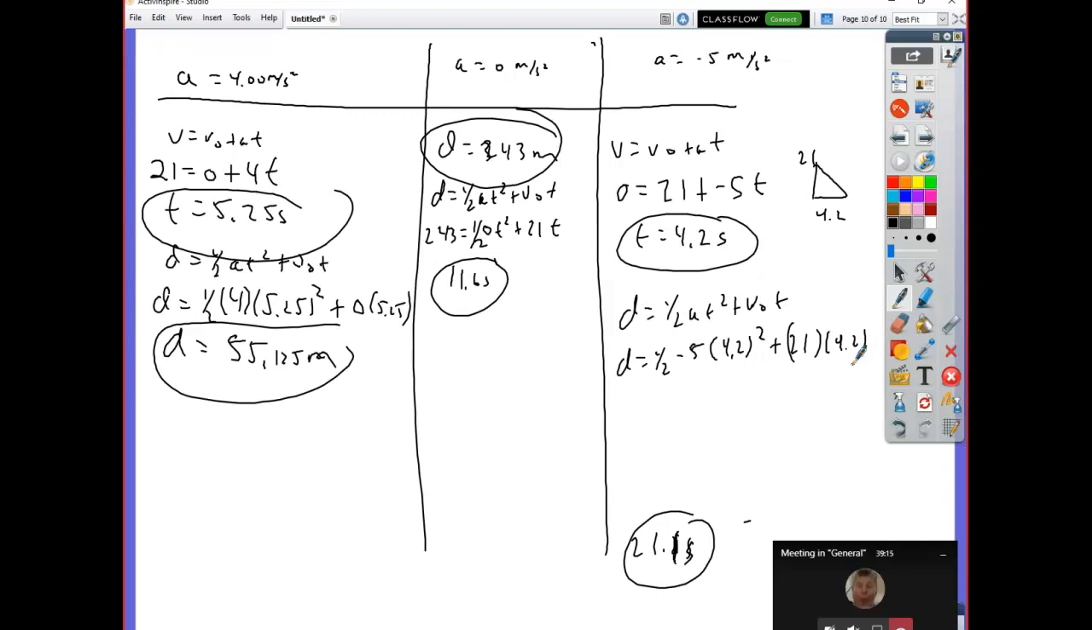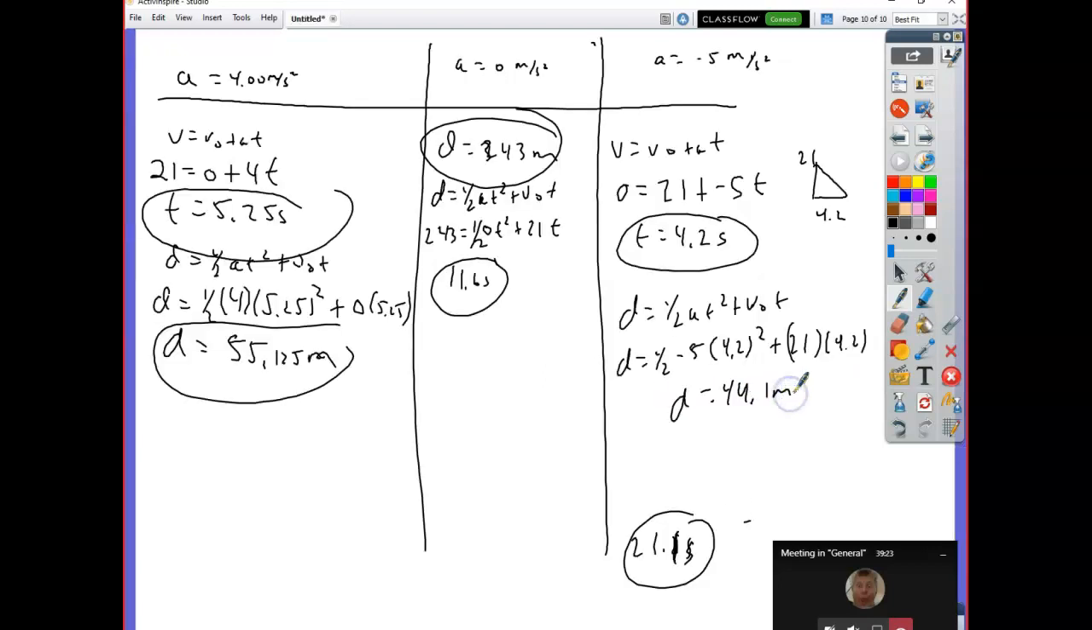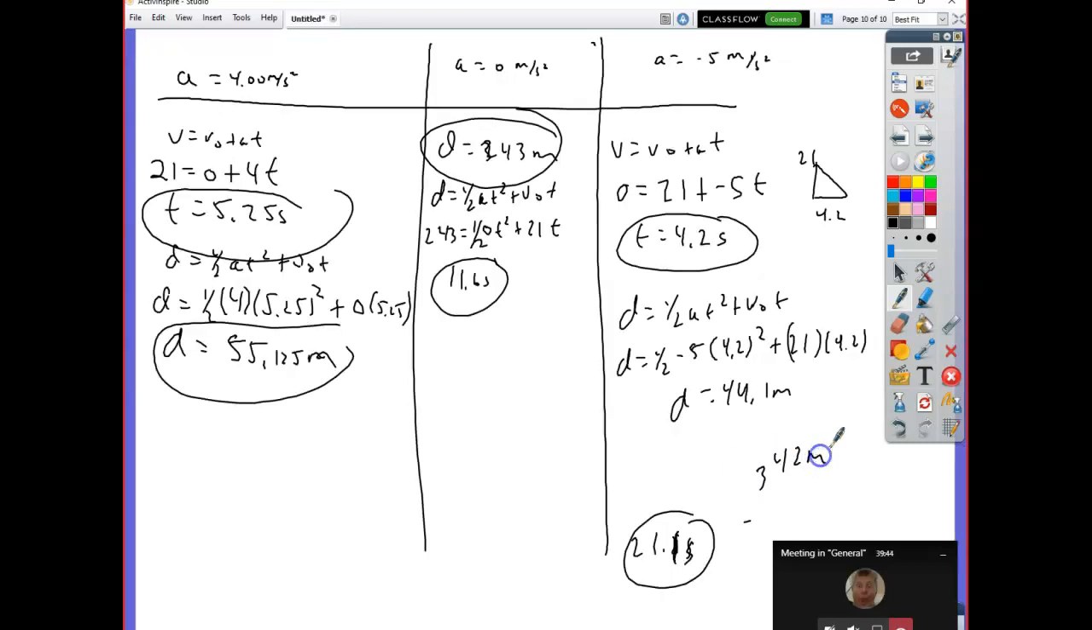Whoa, that wasn't good. And I get the displacement for this stretch is 44.1 meters. Plus the 55.125 plus the 243, and I get 342 meters.